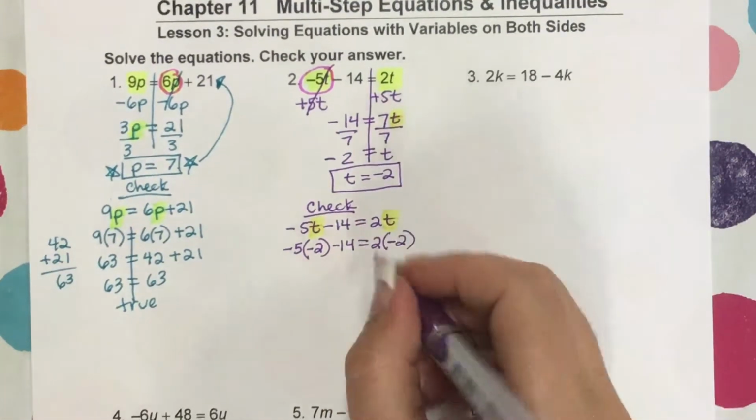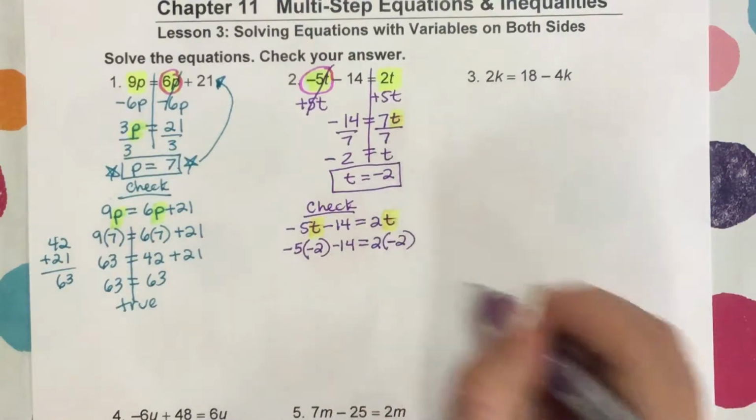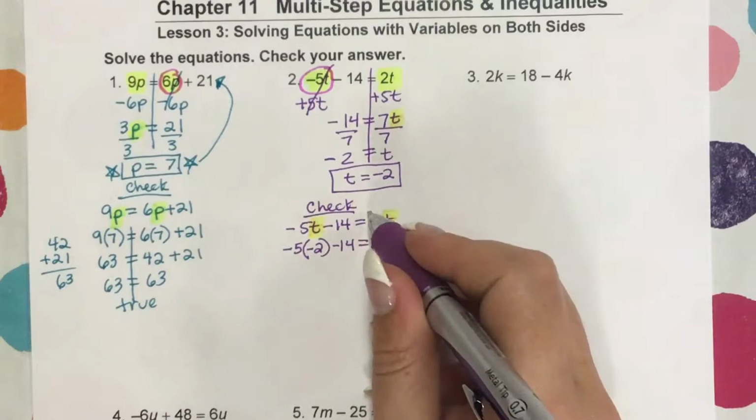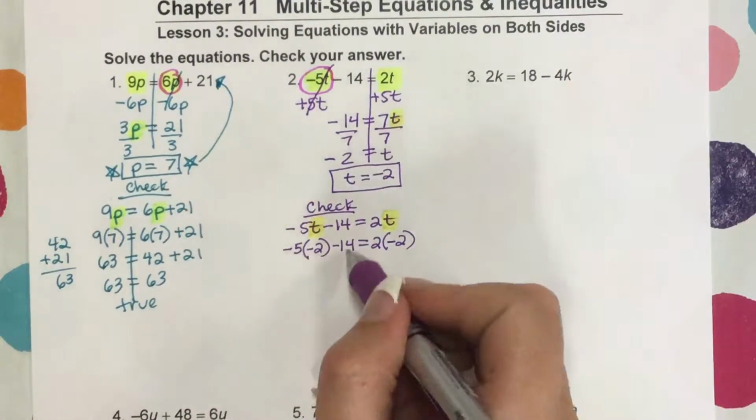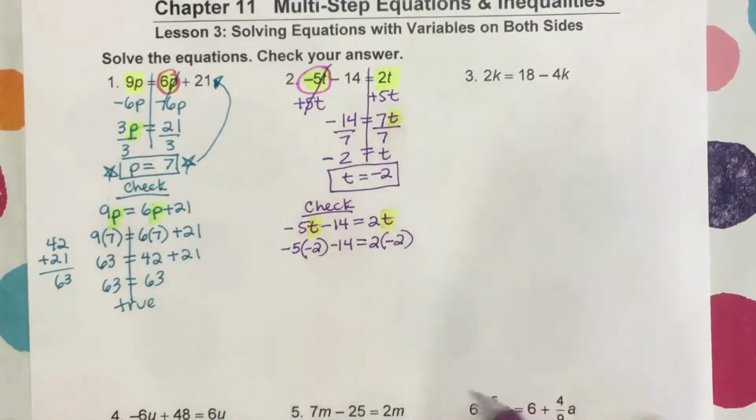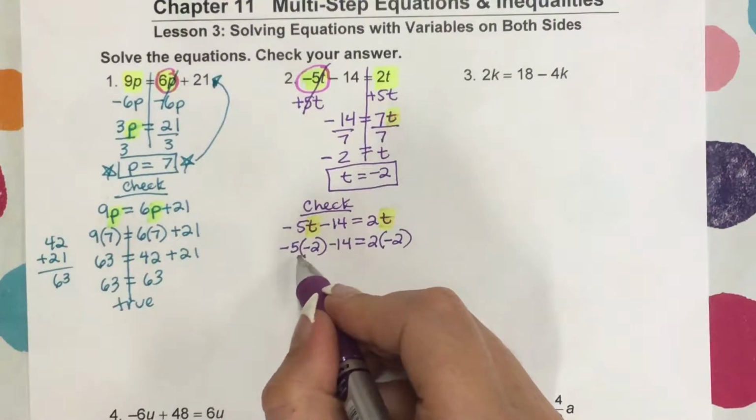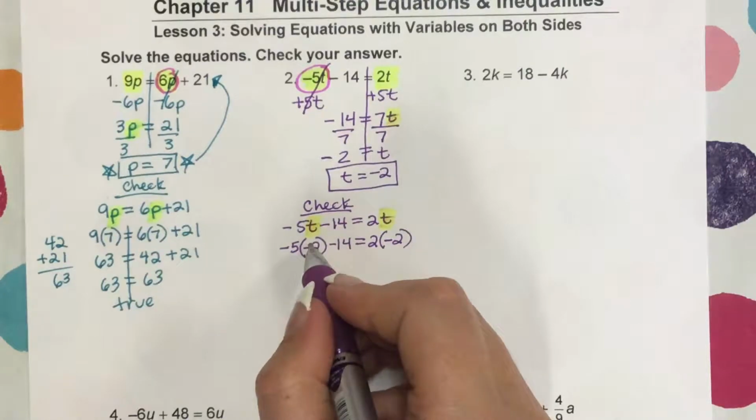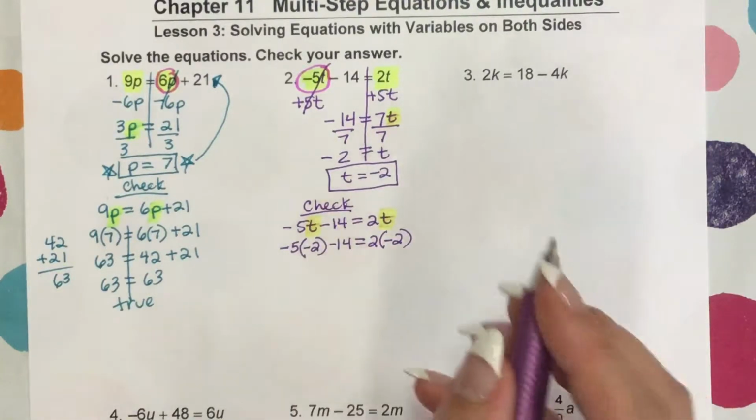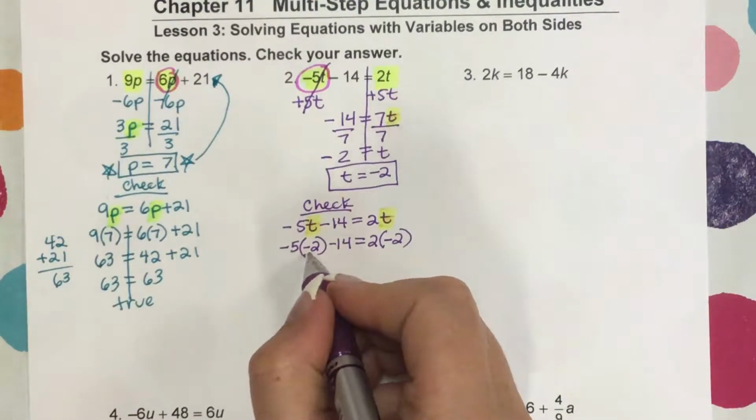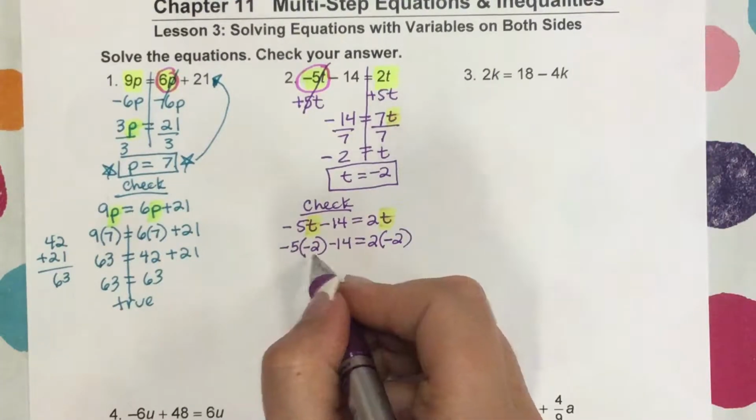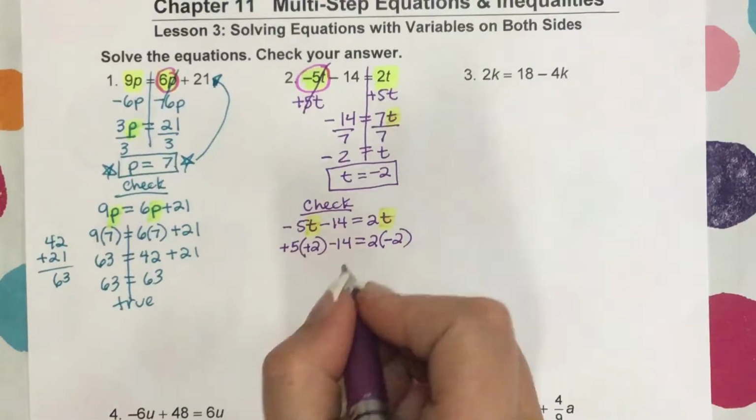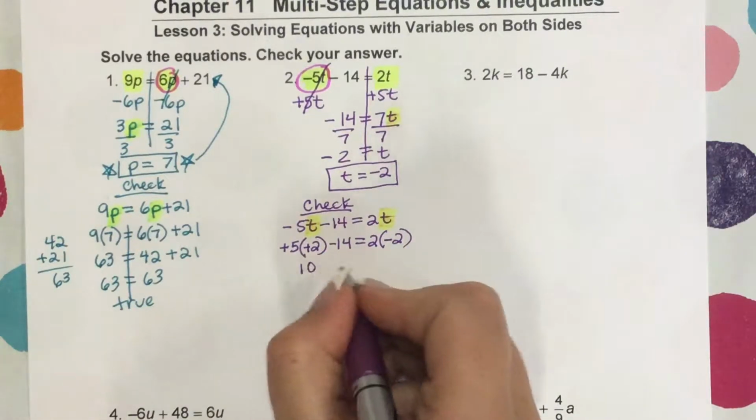Okay? So I have this side of the equation and I have this other side of the equation. I'm not moving anything. I'm just using my order of operations, and I'm going to work down. I'm going to solve this side of the equation and simplify it. So here I have a negative 5 times a negative 2 minus 14. So order of operations states that I have to do the multiplication first. So I have a negative 5 times negative 2. I'm going to figure out the signs first. So a negative times a negative is a positive. 5 times 2 is 10.